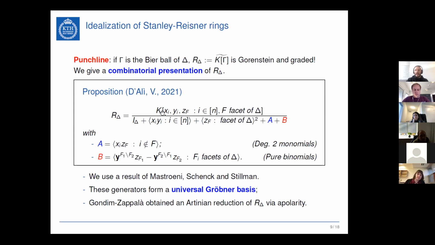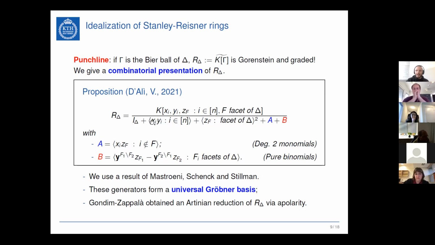We present it as a polynomial ring in 2n variables, where n is the number of vertices of delta. There are the variables x_i, y_i for every vertex, and then we pick a variable z_f for every facet of delta. So the number of variables is twice the number of vertices plus the number of facets of delta.